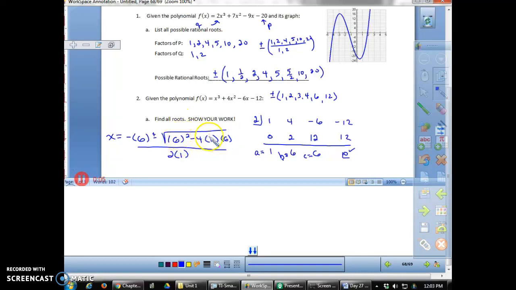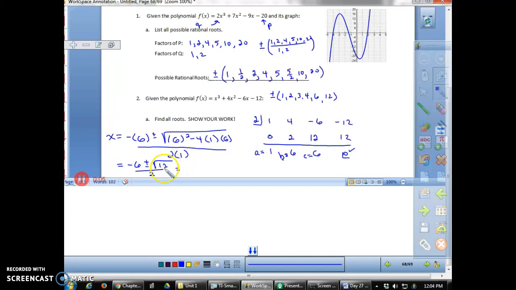So when I simplify all this out, it's going to be 36 minus 24. But if you're not seeing that, you can just do it all in your calculator. But don't take the square root of it. Just simplify it out in your calculator. So I get -6 plus or minus the square root of 36 minus 24, which is just going to be 12, all over 2.